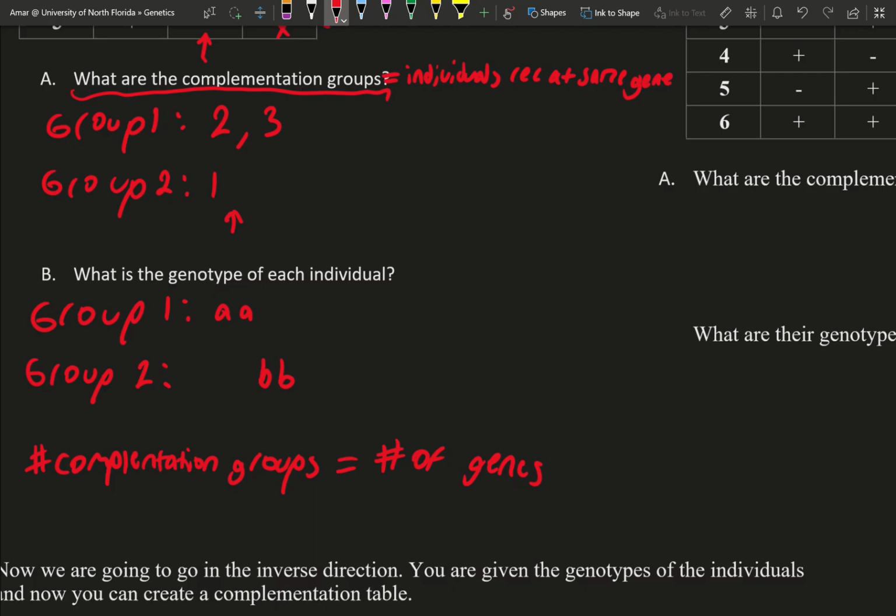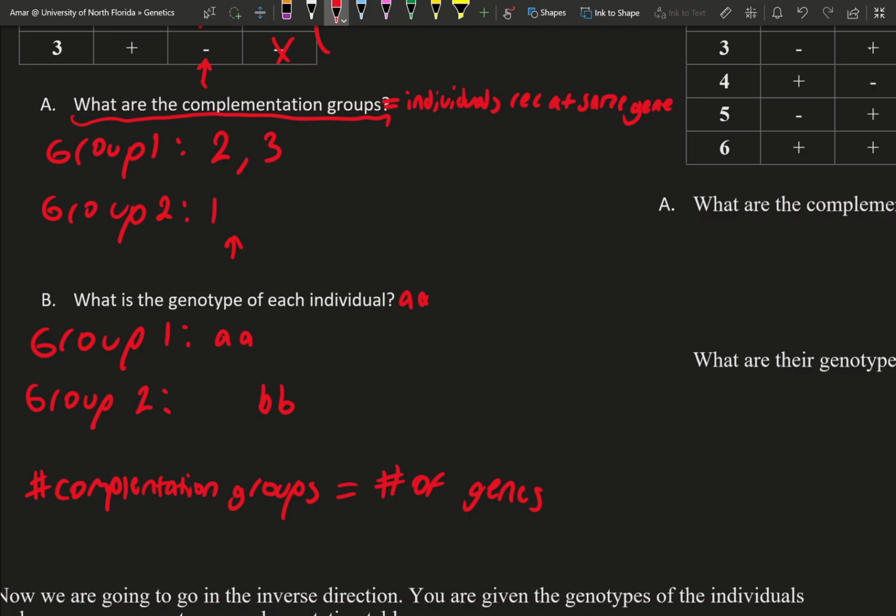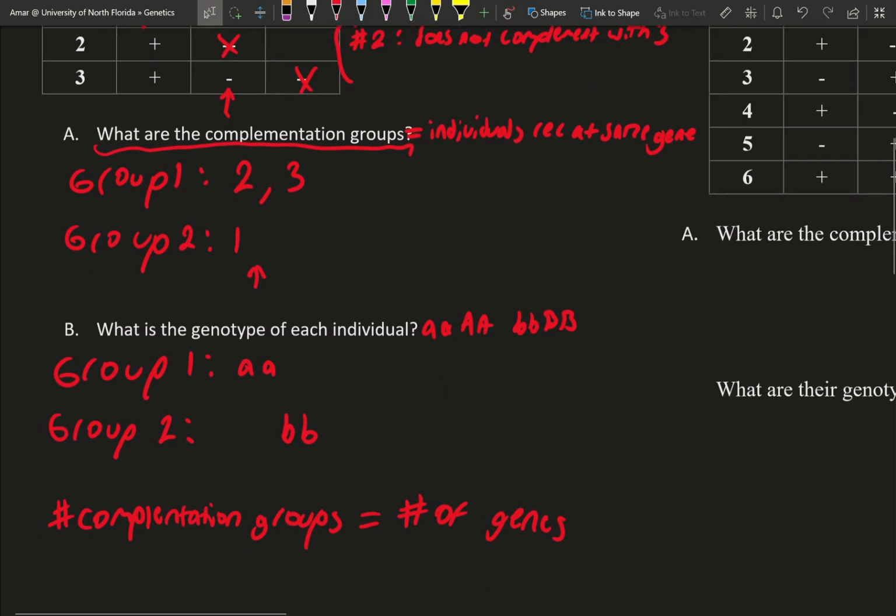Okay, so now we need to fill in the blanks, because we know we have two different genes, gene A and gene B. Let's say that all these individuals in our table are true breeding, so they can be either little a or big A, and also little b or big B. So we need to cross these individuals together and determine their genotypes. So for group 1, for example, 2 and 3, let's say their genotype is little a, big B.